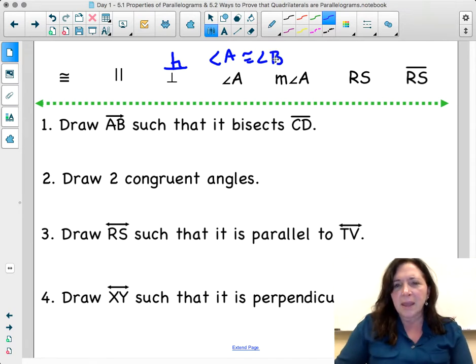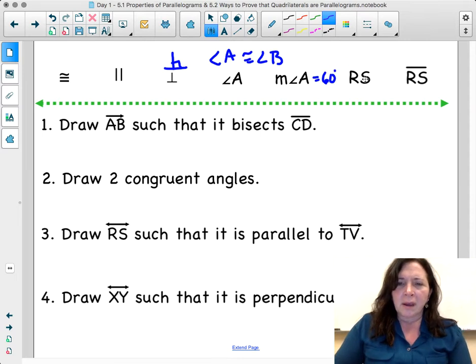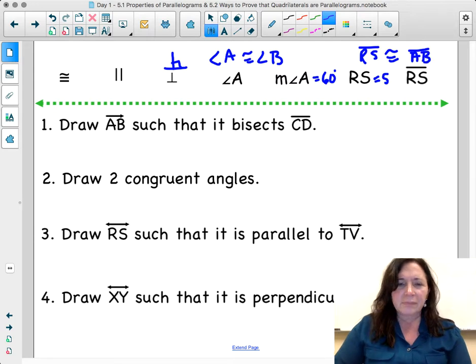The measure of angle A, m angle A, is used when you're representing, let's say, a degree, like 60 degrees. Segment RS, written without the bar, is used when you're measuring the length of a segment, so like maybe 5 centimeters. Segment RS with the bar, we use when we are displaying a congruence to say, I don't know, AB.